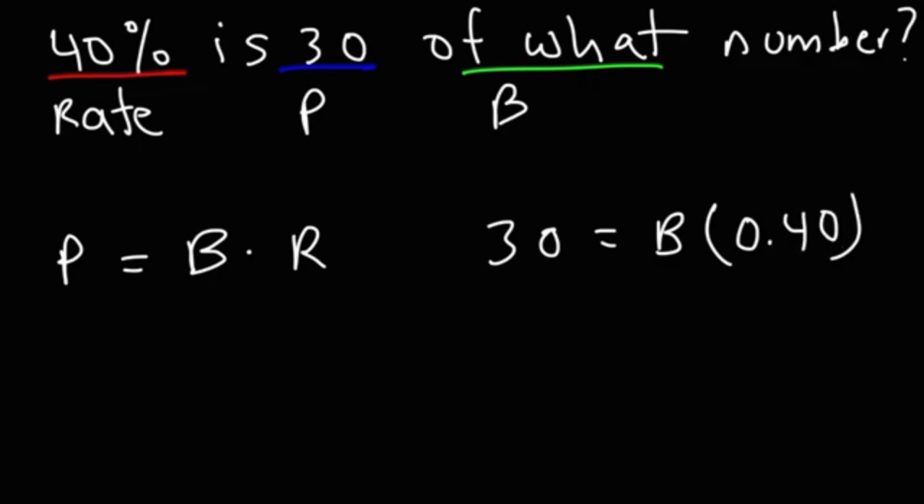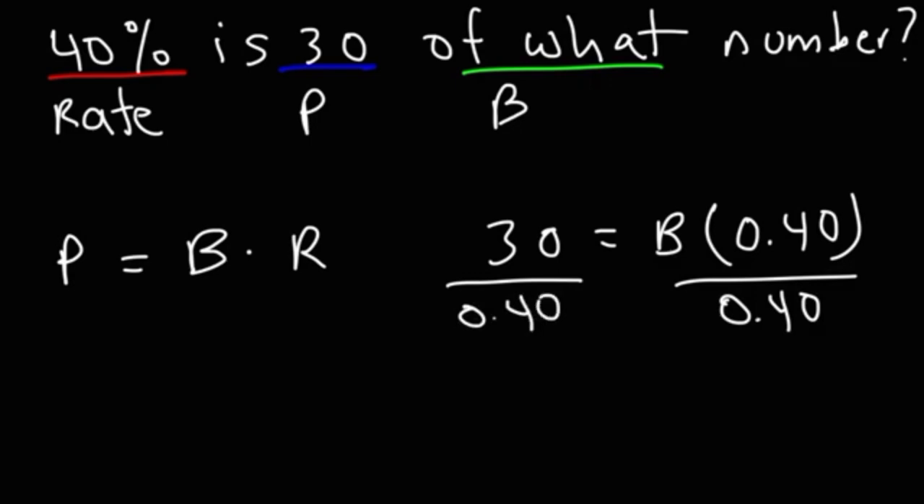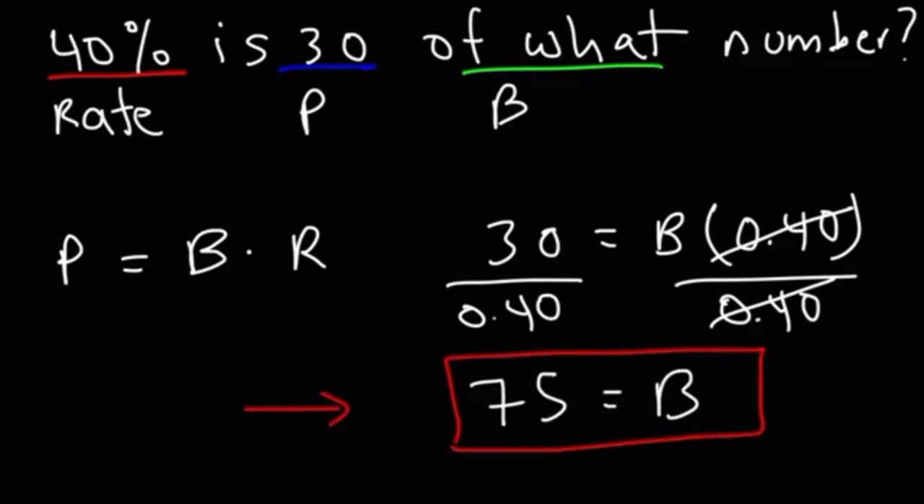In order to get B by itself on the right side of the equation, we need to divide both sides by 0.40. 0.40 divided by itself is 1, so those two numbers will cancel. On the left, we have 30 divided by 0.40, and that will give us 75. And so that is the base, that is the answer that we're looking for. So we can say that 40% is 30 of 75. So that's how we can complete the sentence. Now let's move on to our next example.